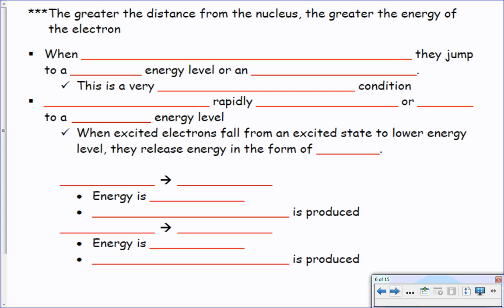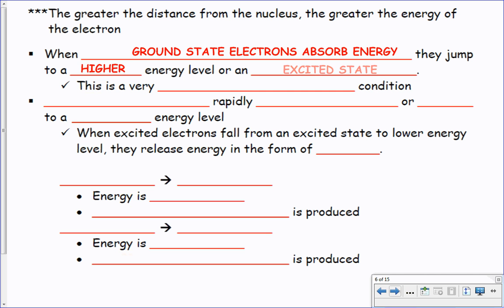We unfortunately have a lot of notes to take. So the greater the distance from the nucleus, the greater amount of energy the electrons have. When ground state electrons in their normal configuration absorb energy, they go up to a higher energy level, or what we call an excited state. This is very unstable and doesn't happen for very long.